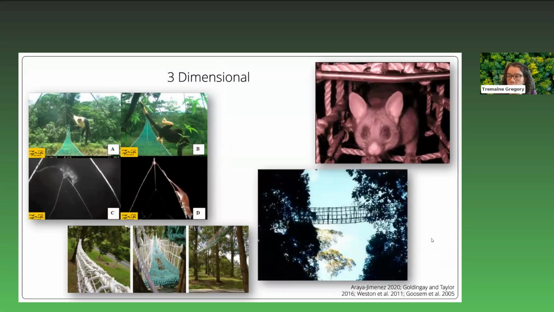And then there have been several experiments with these sort of three-dimensional bridges. There are some examples from Costa Rica and Australia there. These are built of rope, and that makes them, I think, a little bit more flexible to span larger ranges. Next.